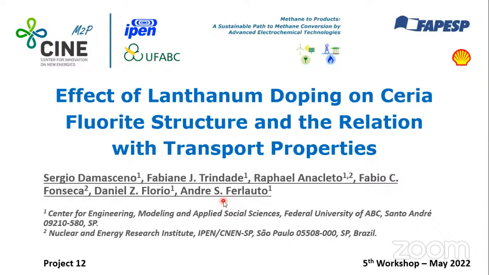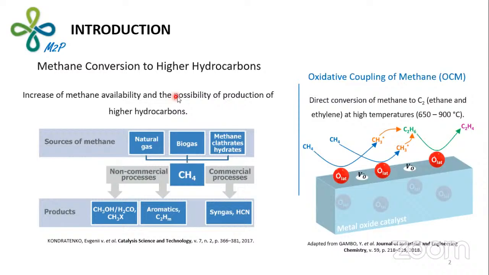The aim of our division, Methane to Products, is to use methane as a raw material due to the increased availability of methane from several sources, such as natural gas and biogas, and the possibility of producing hydrocarbons. The production of hydrocarbons allows carbon assimilation and gives products and intermediates of interest to the industry. One possible route for methane conversion is the direct conversion through the oxidative coupling of methane to produce ethane and ethylene at high temperatures over a metal oxide catalyst.